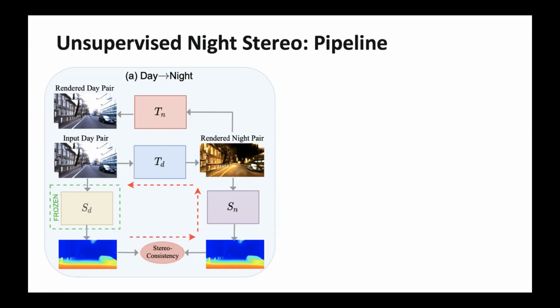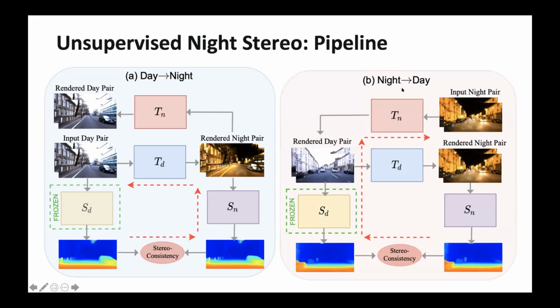We will show later the advantage of this stereo constraint, or high-level constraint, in this translation. The second stage is day to night, night to day. We have the input nighttime, and we don't have the ground truth of the depth. We only have this nighttime. We do the same thing: we render the day pair, and then we generate the night image.